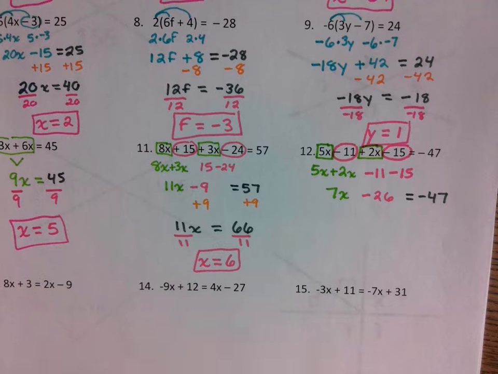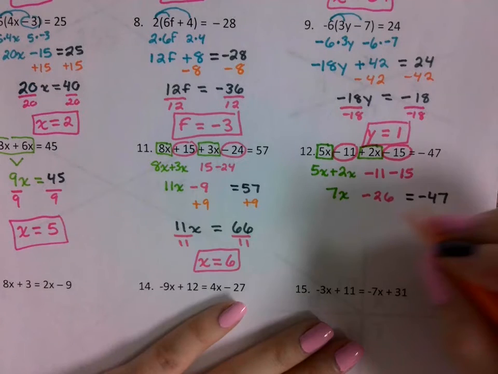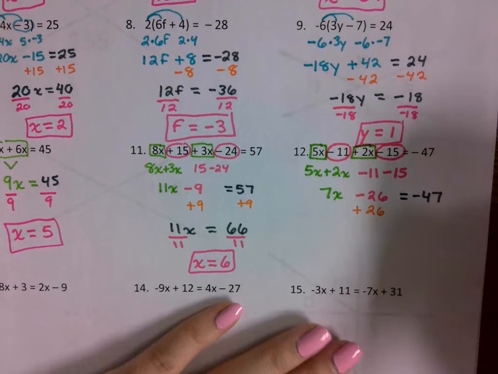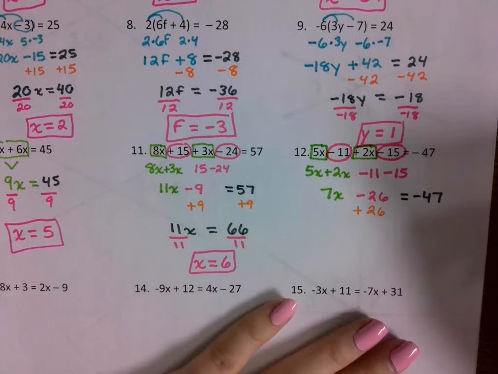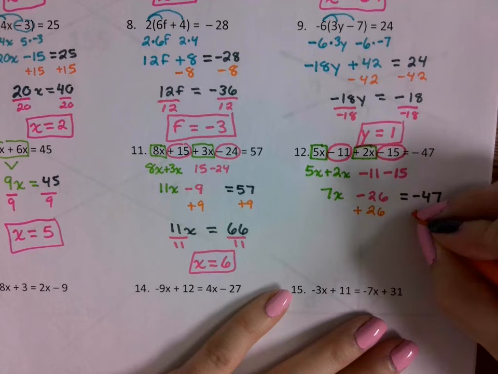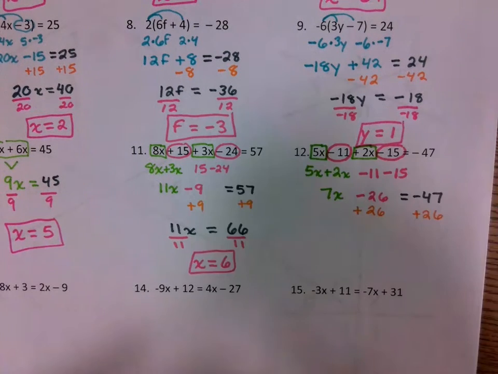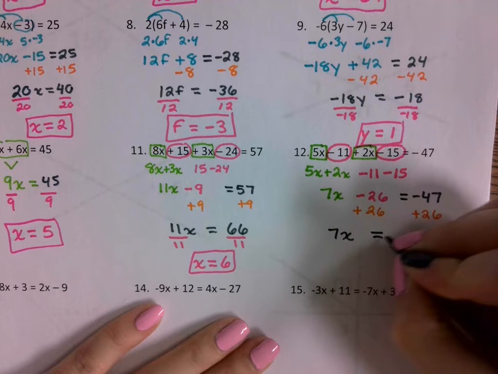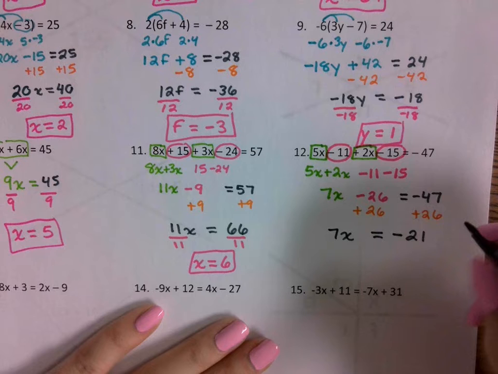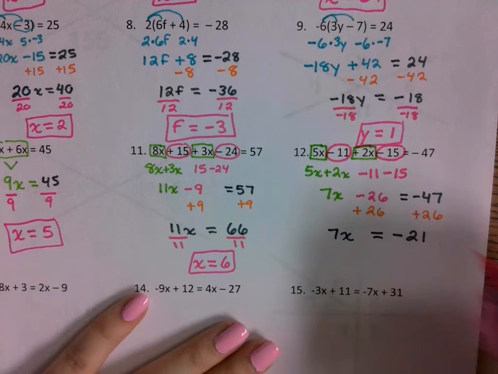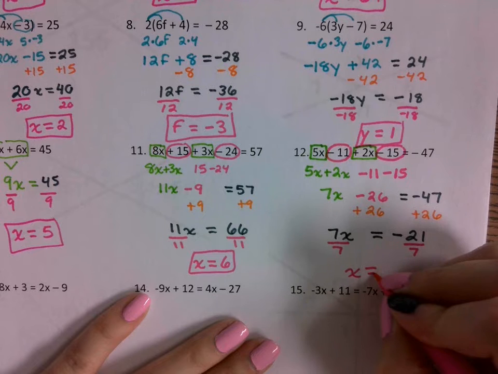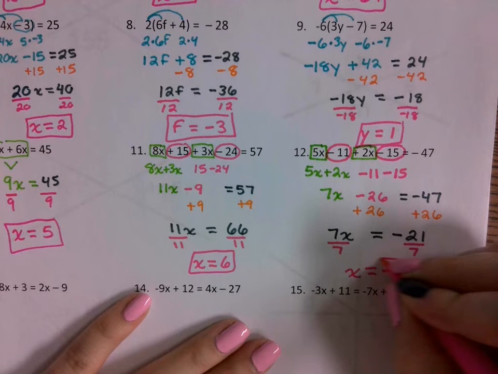Okay, from here, inverse operation is to add 26 to both sides. What do we get when we do negative 47 plus 26? Negative 21. Good. So we're going to have 7x is now equal to a negative 21. And then the last step is to just divide both sides by 7. You're going to get x is equal to negative 3. Still confusing? Right?